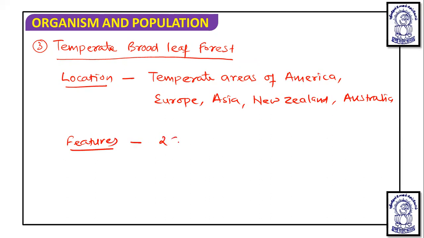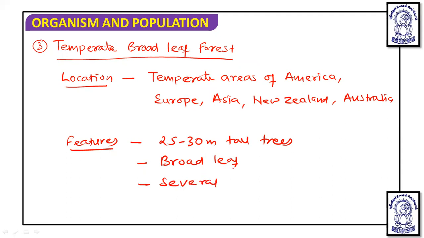If we talk about their features, 25 to 30-meter tall trees are found in this temperate broadleaf forest. The leaves are broad, so they have broad leaves. And in this particular temperate broadleaf forest, several species of oak predominate. Okay, so such things are seen in the third biome, the temperate broadleaf forest.